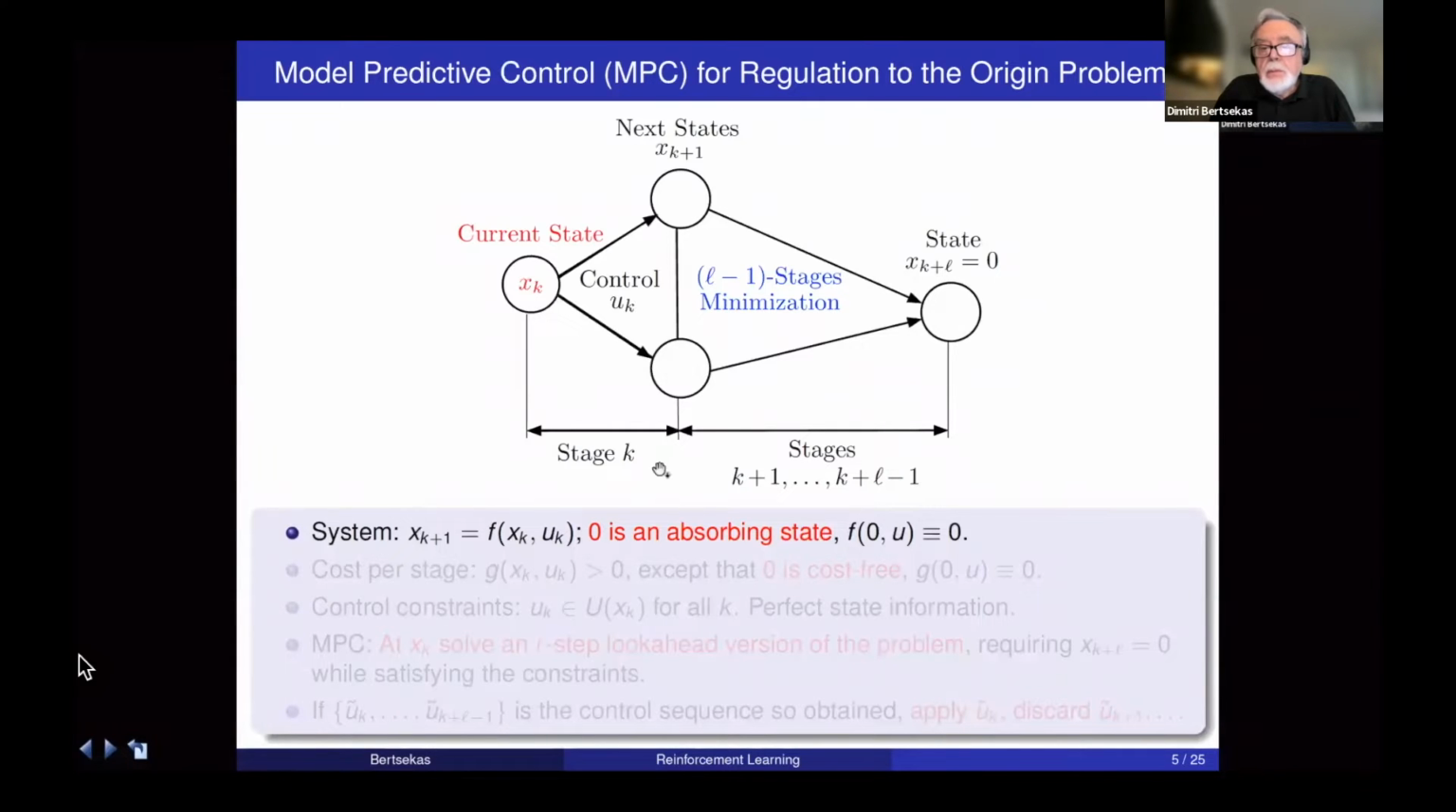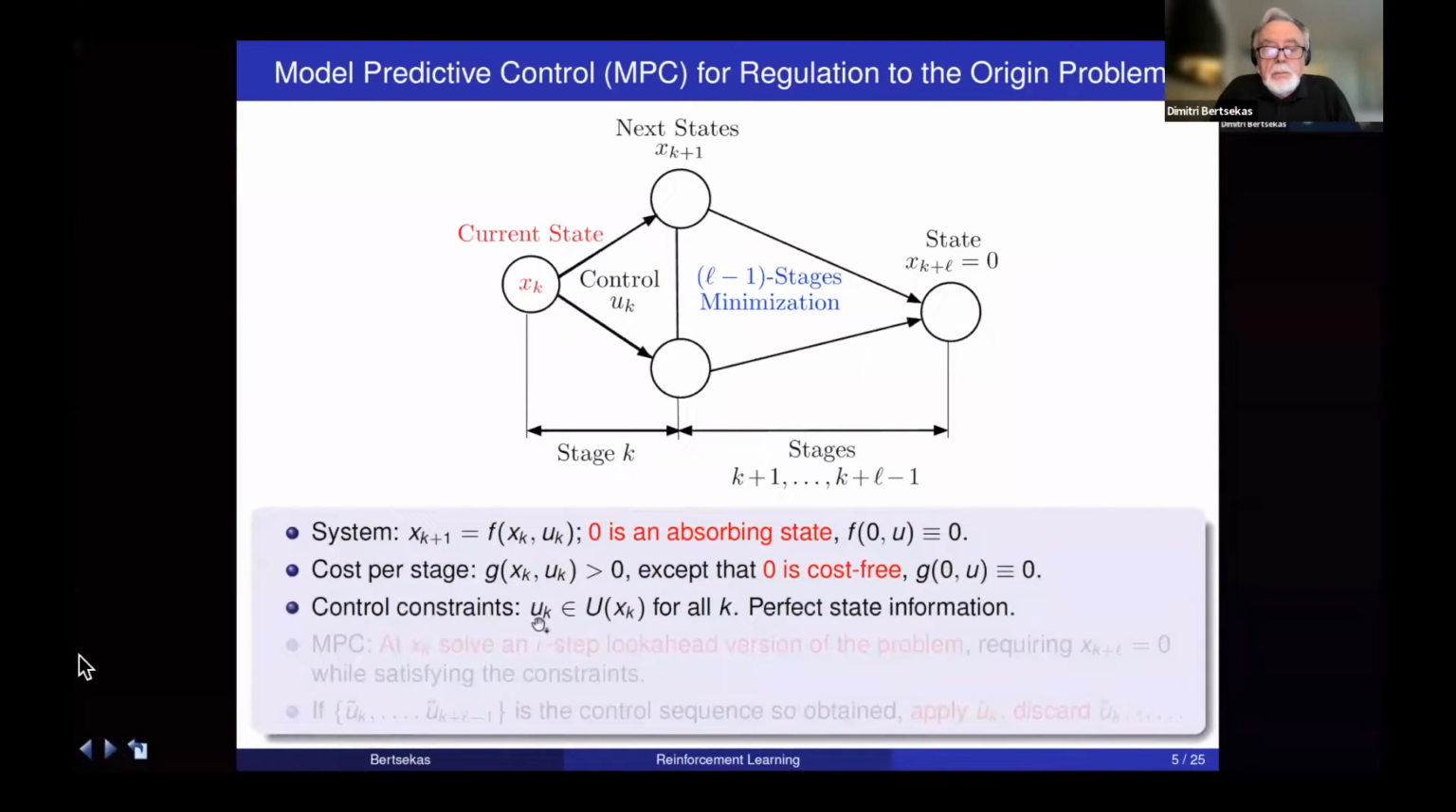Now, the cost structure of this problem encodes our desire to go to the origin with minimum cost. So there has to be an incentive for driving the system to the origin. And this is encoded by positivity of the cost, except at the origin where there is no cost. The origin is cost-free. No matter what control we apply, once we are at the origin, we stay at the origin at no cost. And we have control constraints. We don't have any state constraints. There are extensions of this formulation that involve state constraints, and I'm going to discuss them a little later, but for simplicity, we are going to keep state constraints out of this formulation.